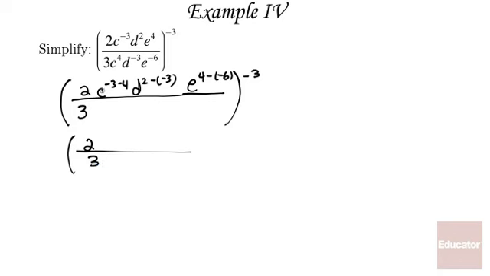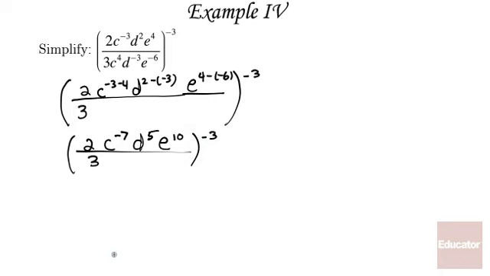Minus 3 minus 4, c to the negative 7. Here I have 2 minus negative 3, so that 3 becomes a positive. I have 2 plus 3, d to the 5th. And then e, 4 minus negative 6 becomes a plus 6, so it's 4 plus 6 is 10.